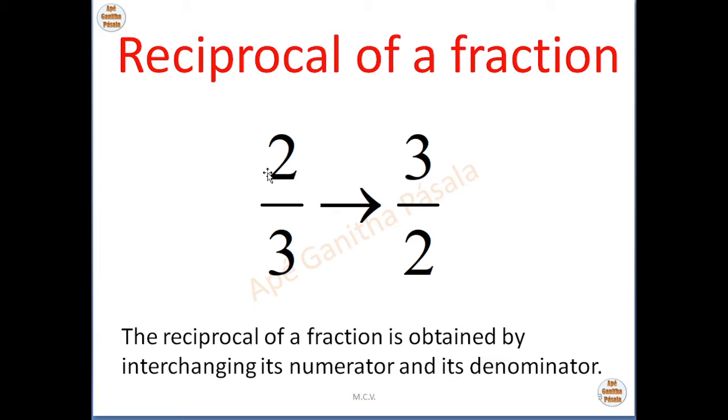The fraction is here 2/3. Numerator is 2. Denominator is 3. When we interchange that, numerator is 3, denominator is 2. Then the reciprocal of 2/3 is 3/2. Therefore, we can get the reciprocal of a fraction by interchanging the numerator and the denominator.